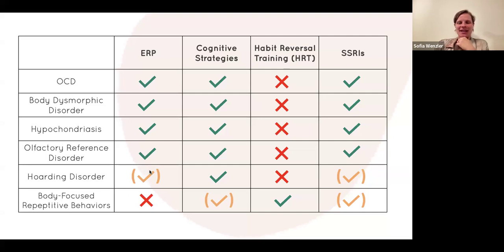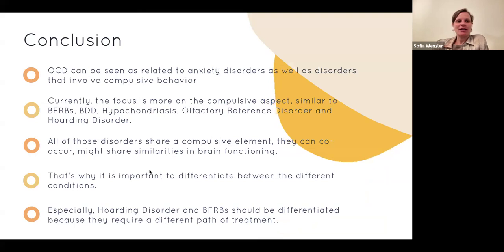Yeah. So that's all the information. It's a lot of information, I think, anyways. For now, I'm going to conclude. OCD can be seen as related to anxiety disorders as well as disorders that involve compulsive behavior and intrusive thoughts. Right now, they're grouped with disorders that have more focus on this compulsive aspect, similar to BFRBs, BDD, hypochondriasis, olfactory reference disorder, and hoarding disorder. All of those disorders share the compulsive behavior. They can co-occur and might share behaviors and brain functioning. However, it's important to differentiate between the different conditions. Specifically, you should be able to tell apart hoarding disorder and BFRBs from the others because those require a very different treatment.